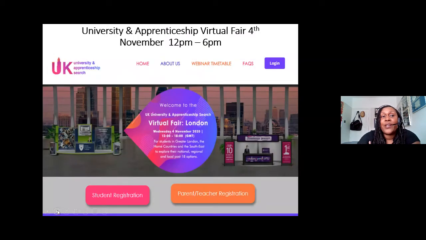Right. So another thing to draw your attention to, this is actually in the Get Ahead newsletter, which has just been launched. There's a university and apprenticeship virtual fair on the 4th of November between 12 and 6. It sounds really useful. It covers both corners in terms of university and apprenticeship opportunities, so I would definitely suggest that you take a look at that. It's in Get Ahead News, the latest edition, for the links.